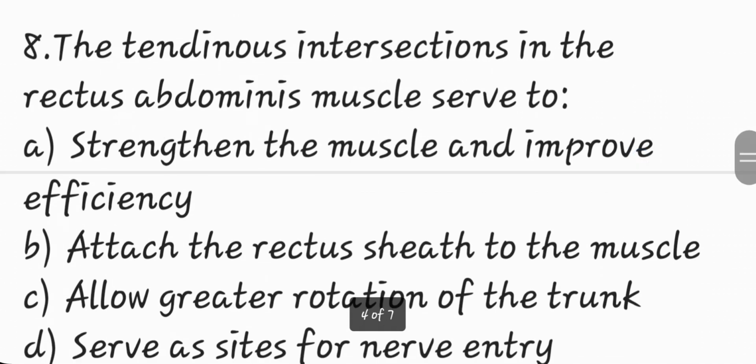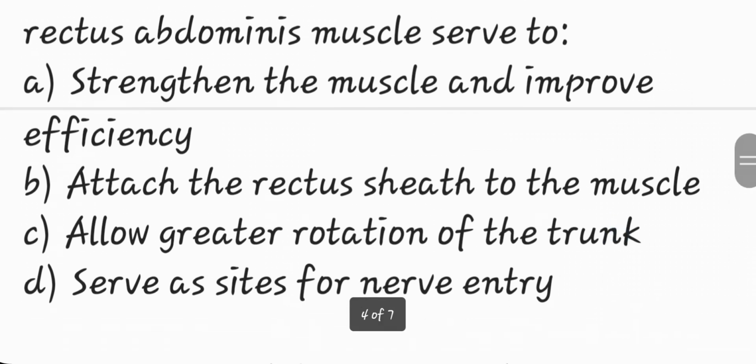Coming to the eighth question, the tendinous intersections in the rectus abdominis muscle serve to. The tendinous intersections, I said, are present at three levels of the rectus abdominis muscle. So option A, strengthen the muscle and improve the efficiency. Option B, attach the rectus sheath to the muscle. C, allow greater rotation of the trunk. D, serve as a site for nerve entry.